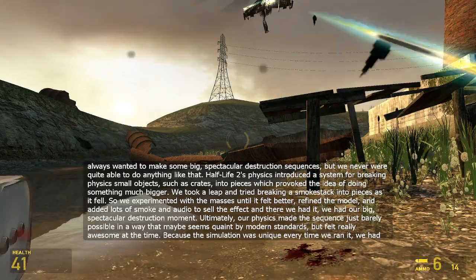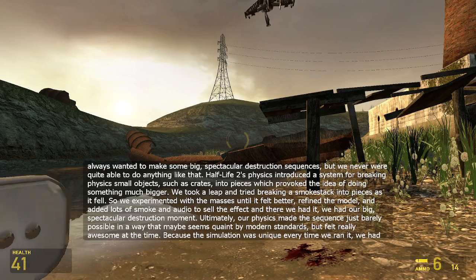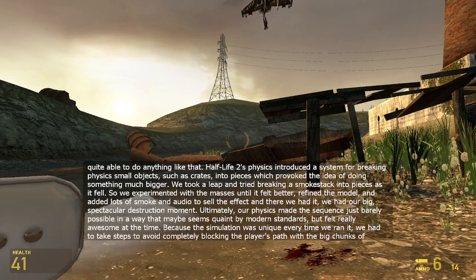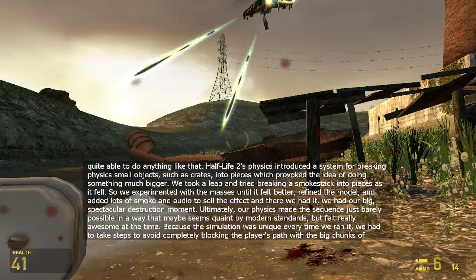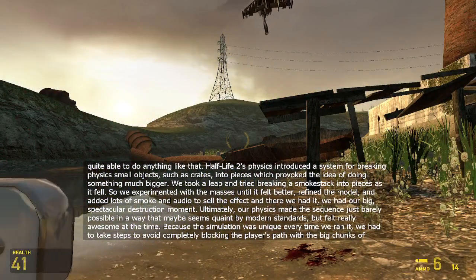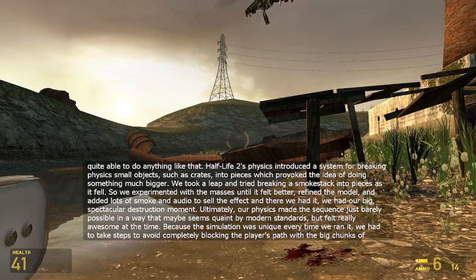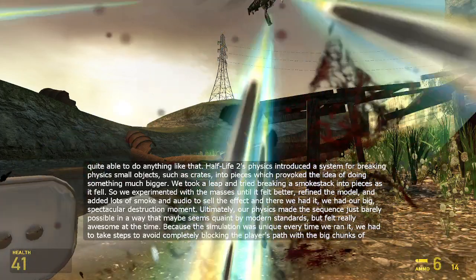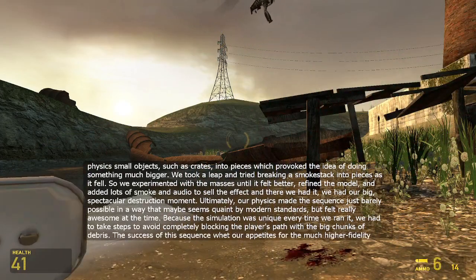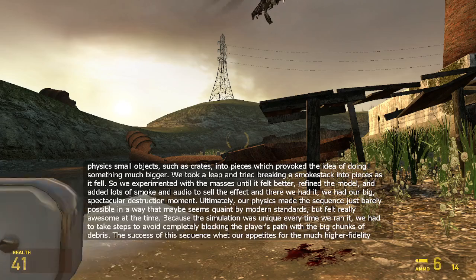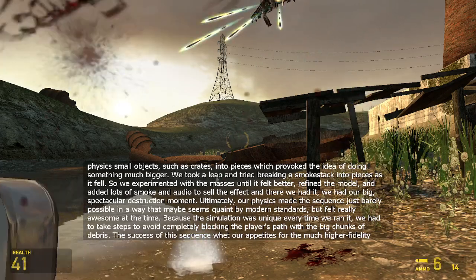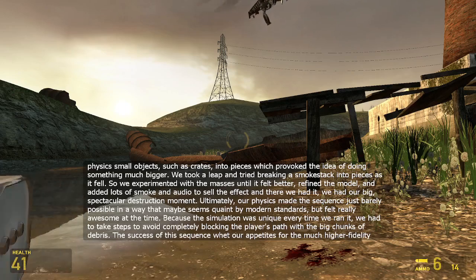We took a leap and tried breaking a smokestack into pieces as it fell. So we experimented with the masses until it felt better, refined the model, and added lots of smoke and audio to sell the effect. And there we had it. We had our big spectacular destruction moment. Ultimately, our physics made the sequence just barely possible in a way that maybe seems quaint by modern standards, but felt really awesome at the time.